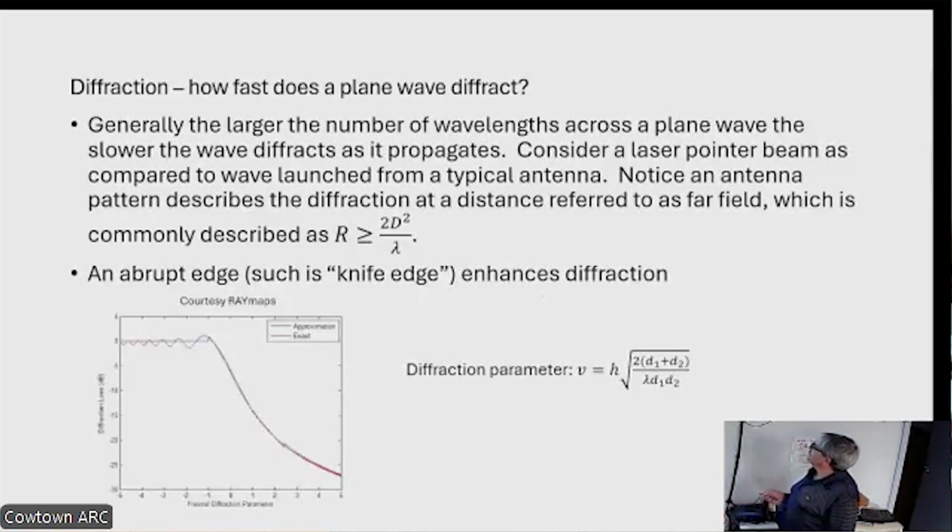Okay, so how fast does the wave diffract? How fast does it bend out? And as I indicated, it depends on the wave that's propagating, how many wavelengths are there across that wave. And so the larger the number of wavelengths across that wave, the slower it diffracts as you move outward. And so I use the example here of a laser pointer. If you take a laser pointer, you can point it quite a ways and it's still a spot, right? You have to get quite some distance away before you can actually see a pattern associated with that.